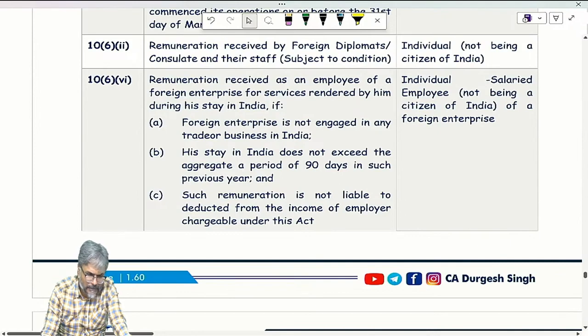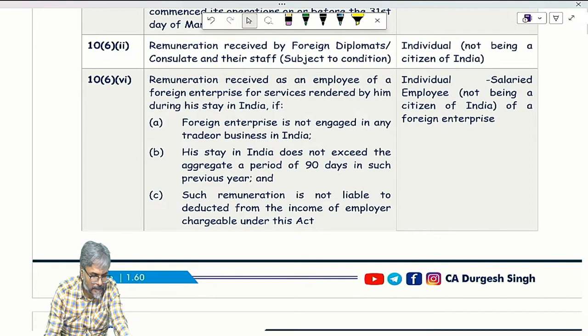Page 1.60. Srinath, Ram, you got the book? Ram, you got the book right now? No, the book has been dispatched already. I think it should be received in a day or two now. Please go through this. Short stay exemption. 1066.